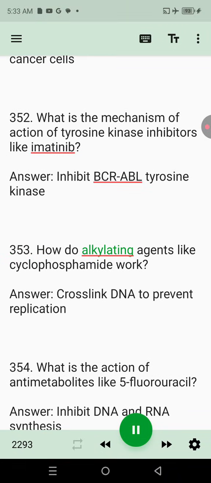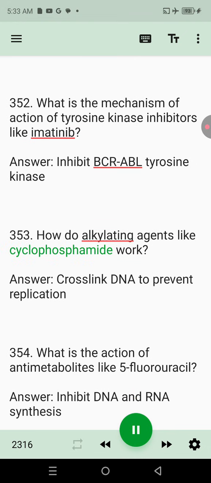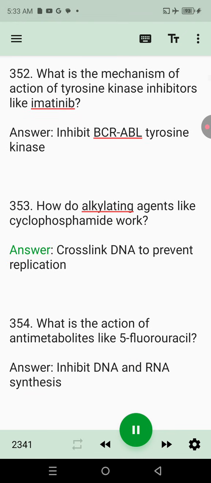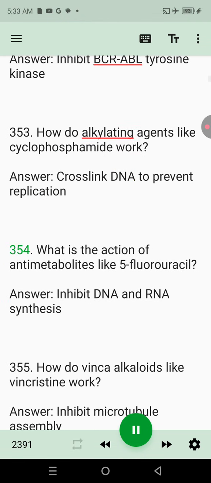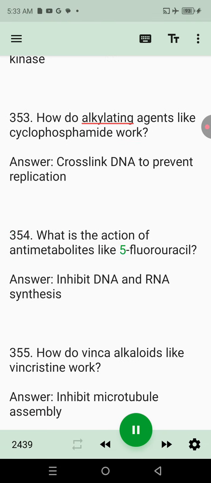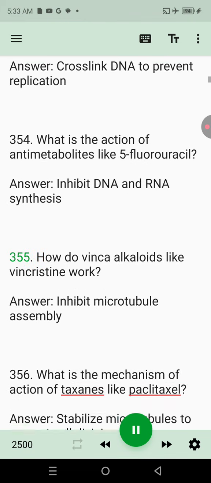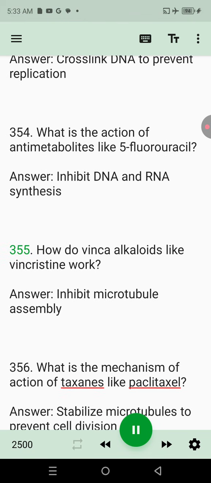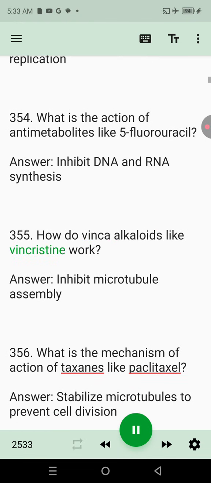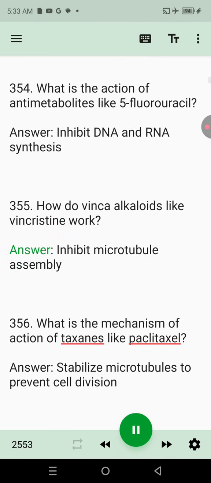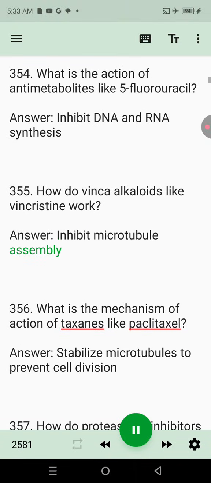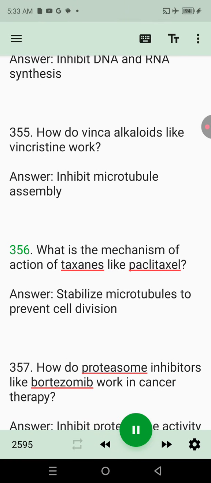353. How do alkylating agents like cyclophosphamide work? Answer: cross-link DNA to prevent replication. 354. What is the action of antimetabolites like 5-fluorouracil? Answer: inhibit DNA and RNA synthesis. 355. How do vinca alkaloids like vincristine work? Answer: inhibit microtubule assembly.